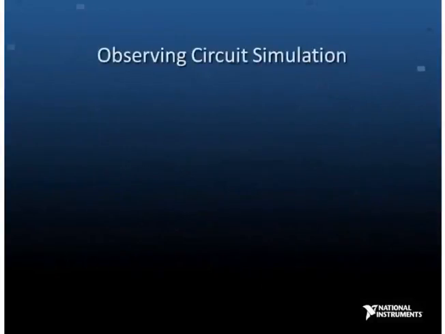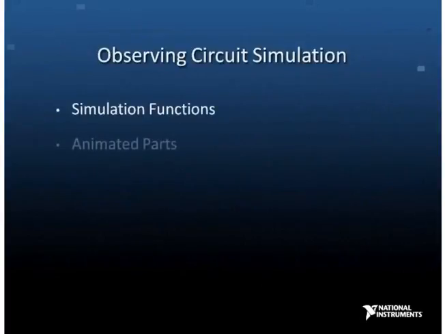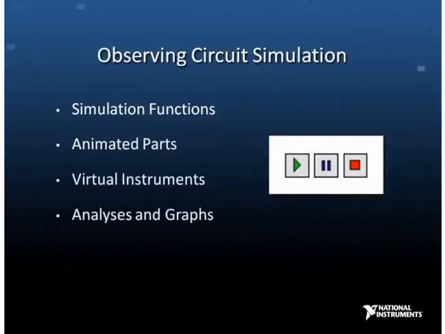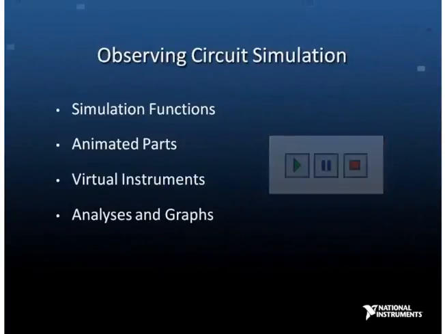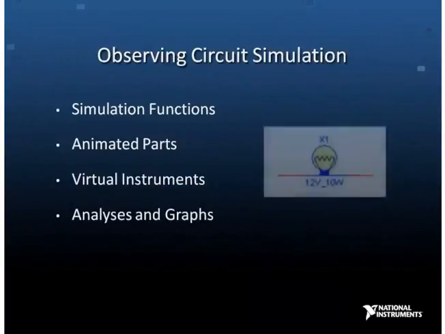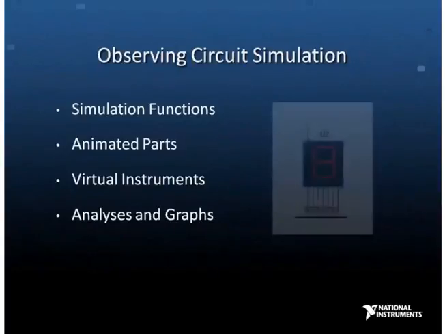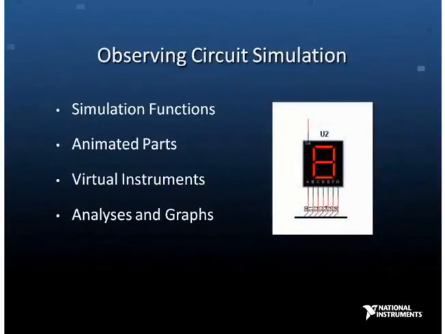Let's start by taking a look at some important aspects of simulation in Multisim. The simulation functions can be found on top of the workspace in the toolbar sections. It is composed of the start, stop, and pause simulation functions. Animated parts are components that change during simulation triggered by an event, such as a light bulb lighting when there is a current, or by the user, such as flipping a switch on or off. These are rendered in Multisim with animated sections depending on the state of the component.